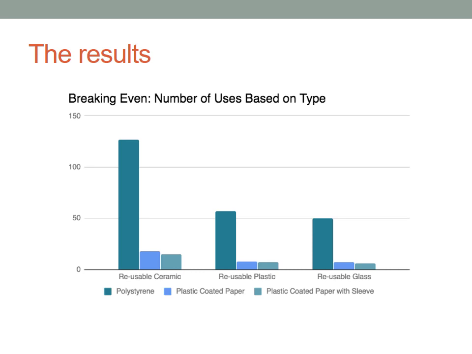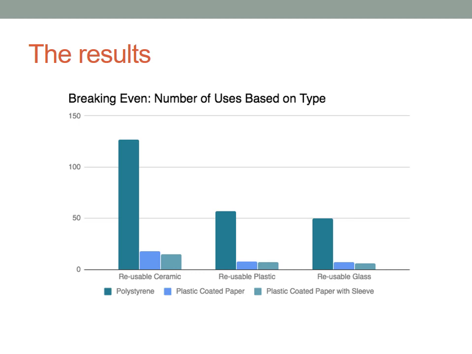But if we were to use polystyrene, I'd have to use my reusable ceramic cup 125 times before it would make more environmental sense. Now think about stacking up 125 disposable cups next to you. That's an awful lot of material. But again, think about how light they are. Think about how it's predominantly air in polystyrene. And that's where that comparison comes from.